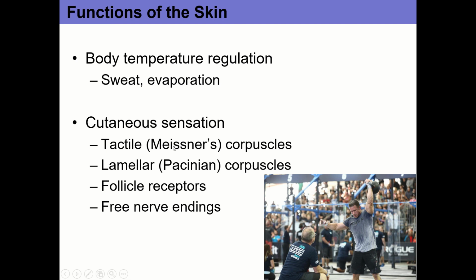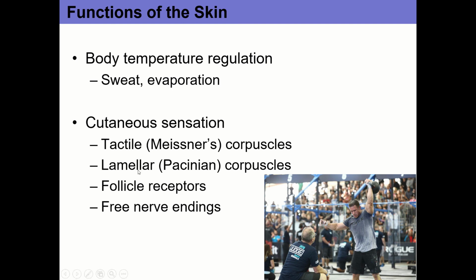In addition to that, skin also tells us about our external environment. Cutaneous sensation deals with skin sensation. You've got a bunch of different types of receptors in the skin. You've got your tactile or Meissner's corpuscles, and Meissner's corpuscles are responsible for sensing light touch in hairless skin.